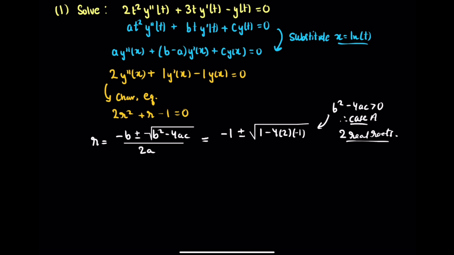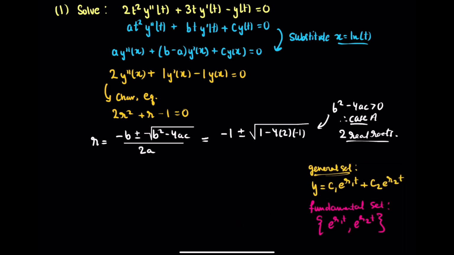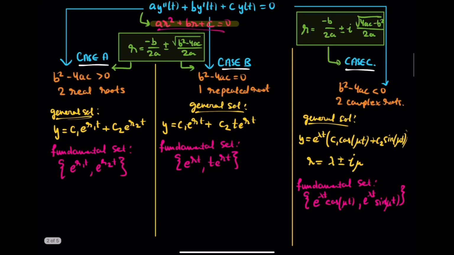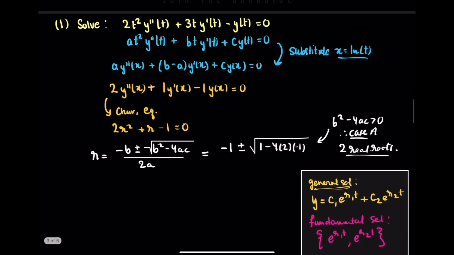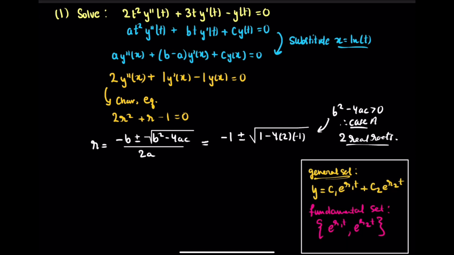I literally borrowed this from the map that I made, which is up here. But now notice that this is saying that the fundamental set is in terms of t. This is not in terms of t. This will be in terms of x. We will have to convert it to t later.